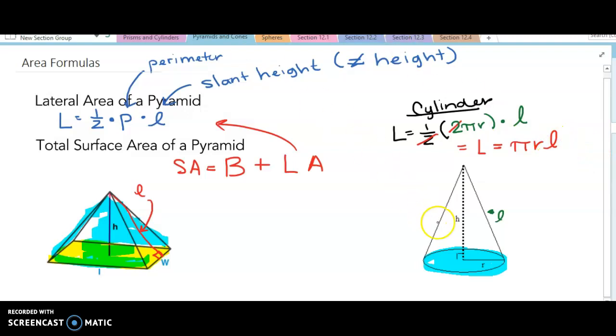Okay, and if that's my lateral area, my total surface area is going to be the area of the base, so pi r squared, plus my lateral area, which is pi r l.